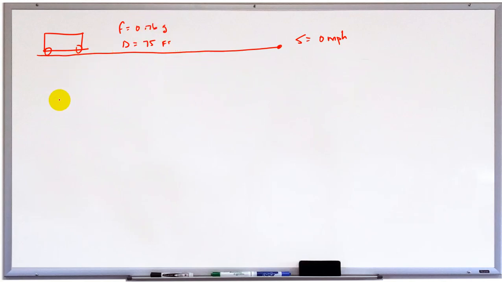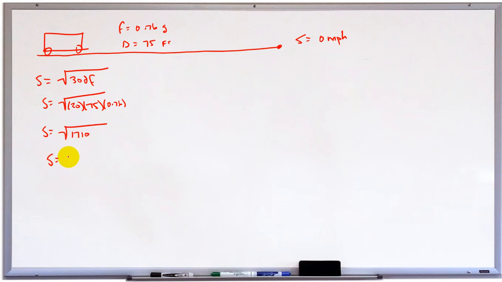We know from episode 3 or 4 that if I have a vehicle that slides to a stop over one surface, I can simply say speed is equal to the square root of 30 times distance times drag factor. So speed is equal to 30 times 75 times 0.76. I multiply everything straight across and I'm left with 1710 under the radical. I take the square root of that, and I'm at a speed of 41.35 miles per hour. But do I have a little bit of uncertainty in some of these variables?